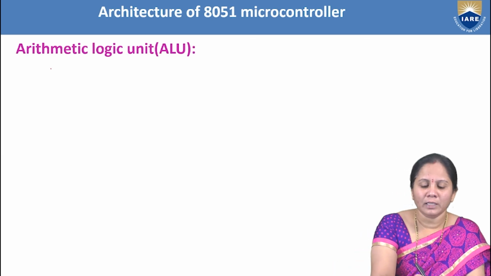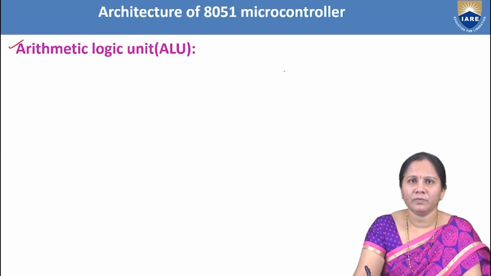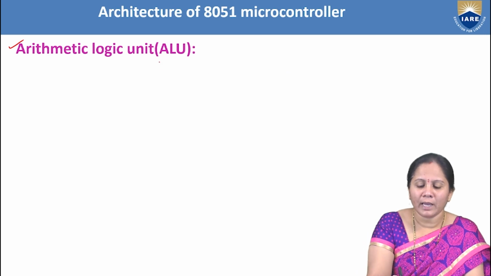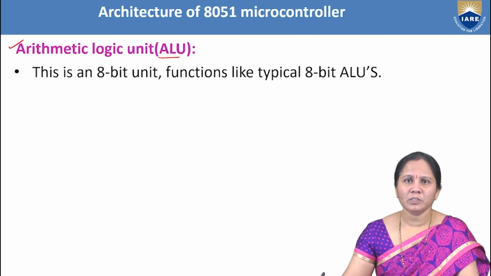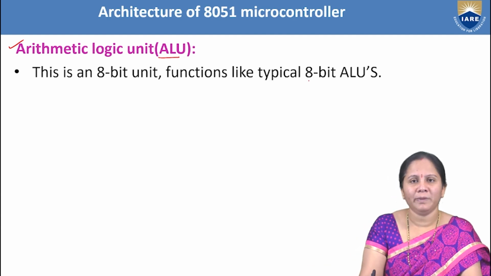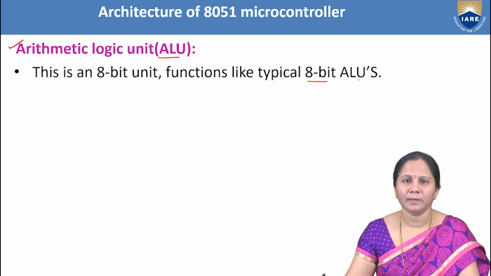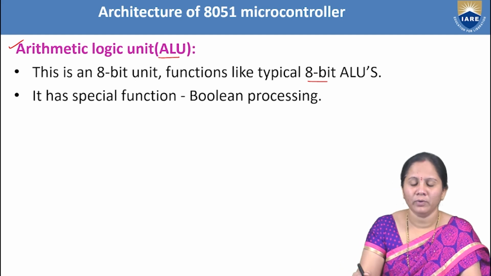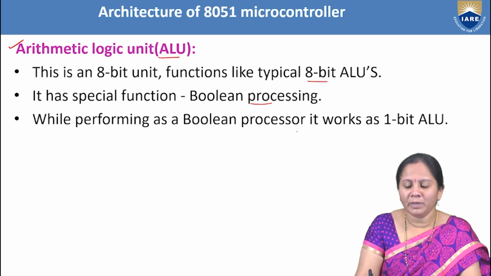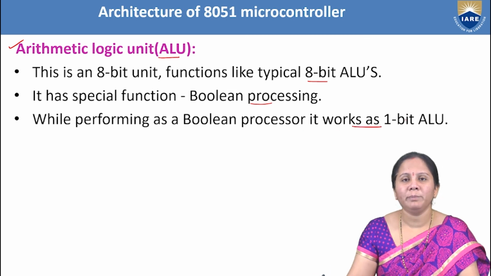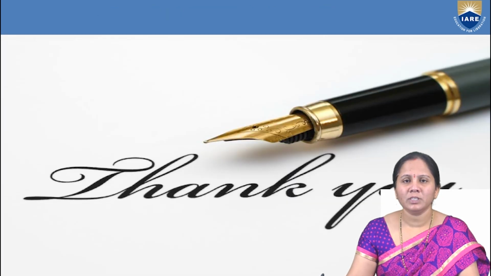Another unit available in the architecture of the 8051 microcontroller is the ALU. ALU stands for Arithmetic and Logic Unit, which is used to do all operations on 8 bits only. It also has a special function, Boolean processing. While performing as a Boolean processor, it works as a 1-bit ALU. So this is what we have about the architecture of the 8051 microcontroller.